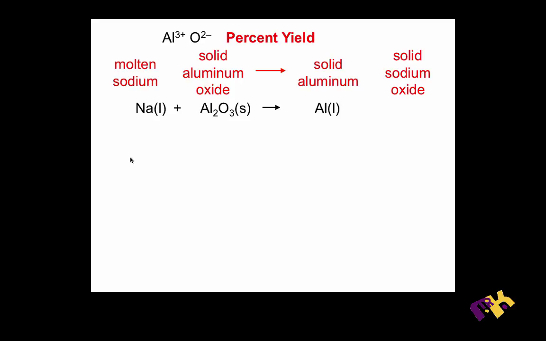I have to go back and review the process. This is how we refine aluminum, how we get aluminum from bauxite. But then solid aluminum oxide, we have an Na with a 1+ charge, oxide with 2 negatives, so Na2O. So we should have no problem with developing these chemical formulas. Now we've got to balance this thing.